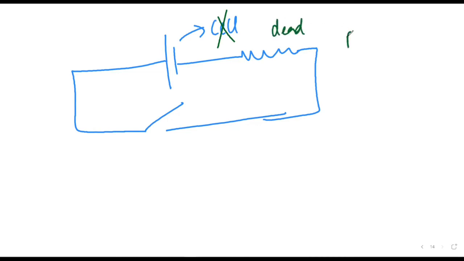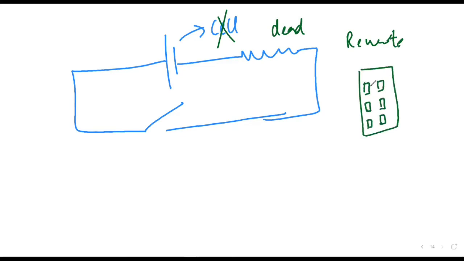So for example, in your remote, if the remote is not working, what do you do? So we change the cells. You change the cell. And how? The new cell that you put in this remote, what does it do? Now it is in a position to do work on the charges. Any doubt? No doubt.